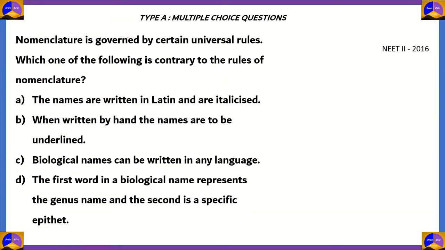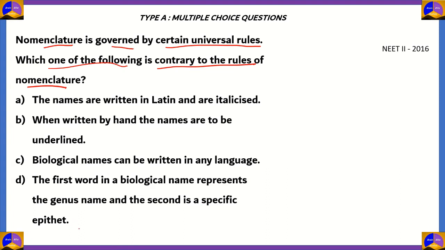Let's look at this question. Nomenclature is governed by certain universal rules. Which one of the following is contrary to the rules of nomenclature? The names are written in Latin and are italicized. When written by hand, the names are to be underlined. Biological names can be written in any language. The first word in a biological name represents its genus, and the second is a specific epithet.